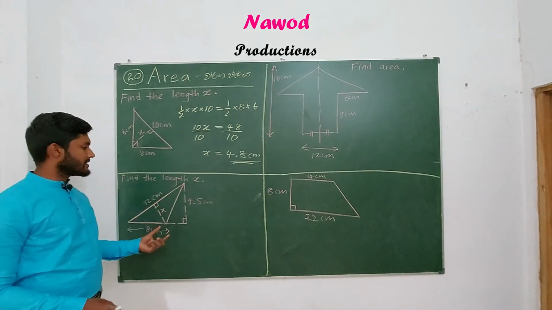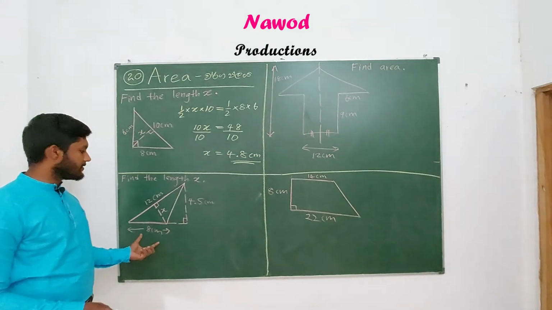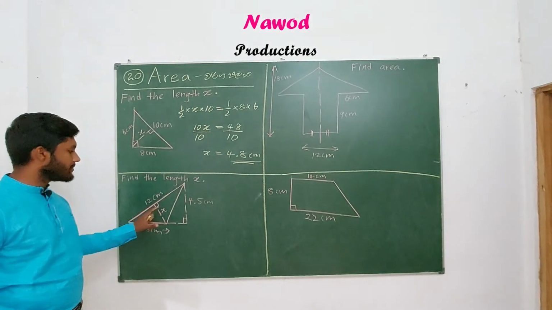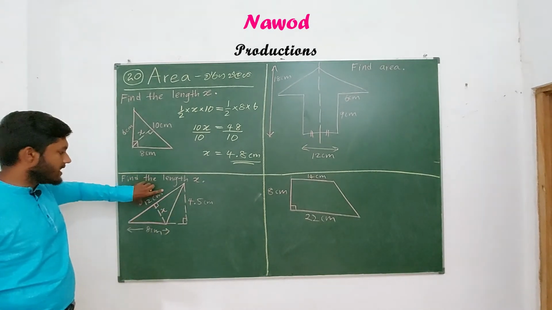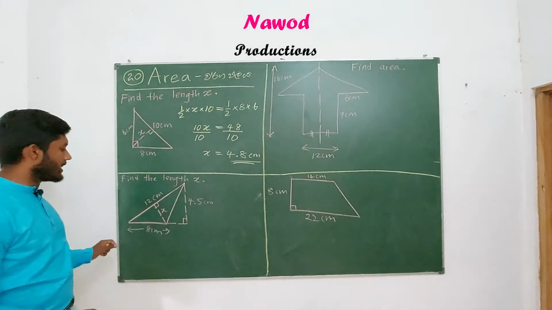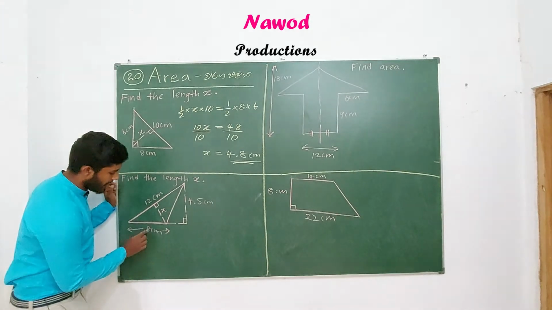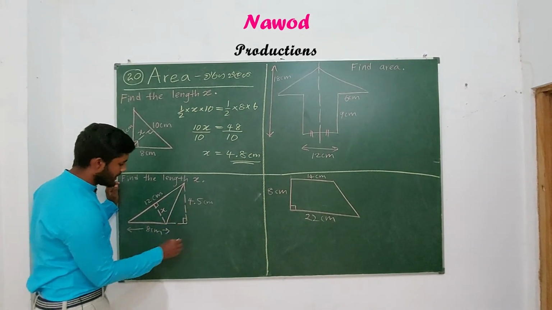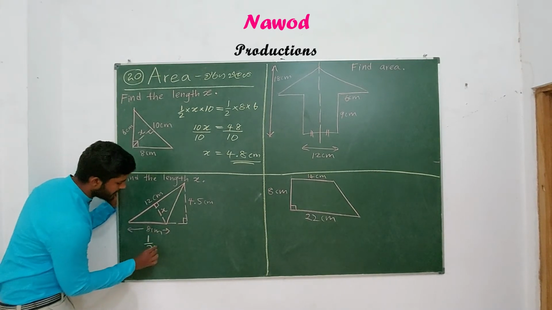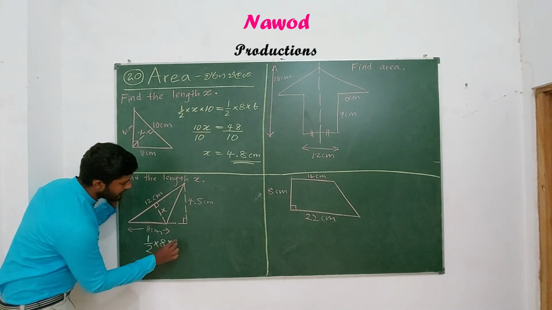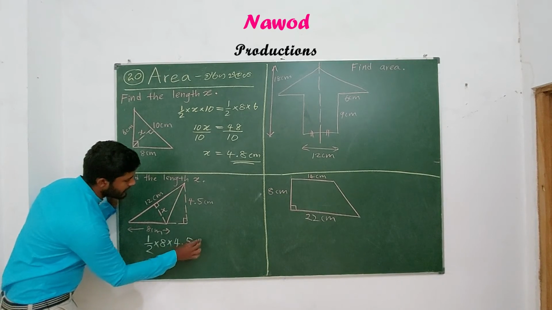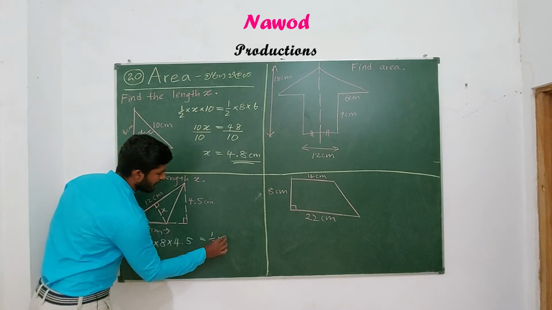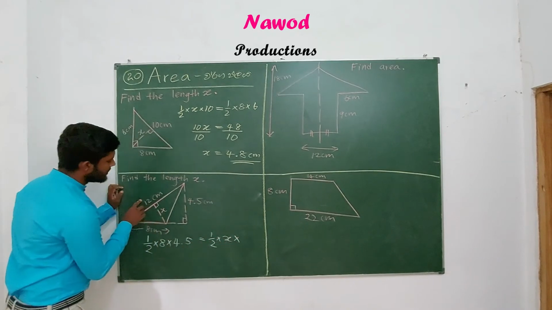Find the length of x. Here also you want to find the length of x, and here also we want to consider what is the base and what is the perpendicular height. Base is 8 centimeters, perpendicular height is 4.5 centimeters. Right? Half into 8 into 4.5 equal half into x into 12.